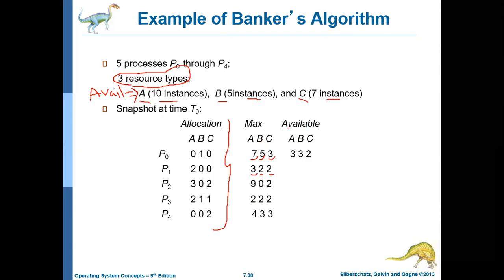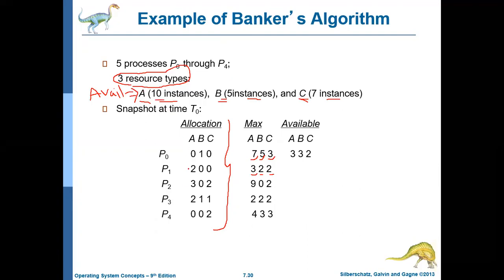Okay, available is also a matrix. Now, what is available? Currently available is what? Originally available with the operating system is 10 instances of A, 5 instances of B, and 7 instances of C. This is the total available instances of each resource type in the operating system.